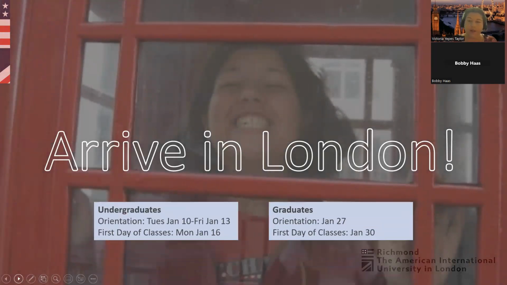All right, so we've got some dates here. Our orientation for undergraduates starts on Tuesday, January 10th through Friday, January 13th, with the first day of classes being that next Monday, the 16th. For graduate students, orientation is one day. It's January 27th, and then classes begin January 30th.